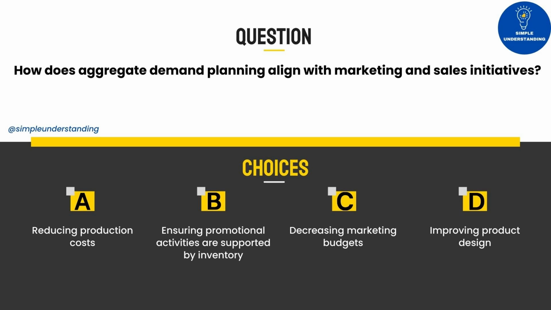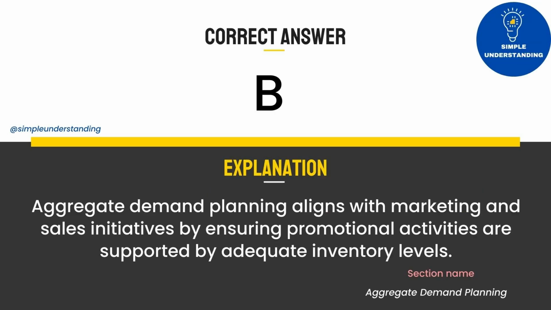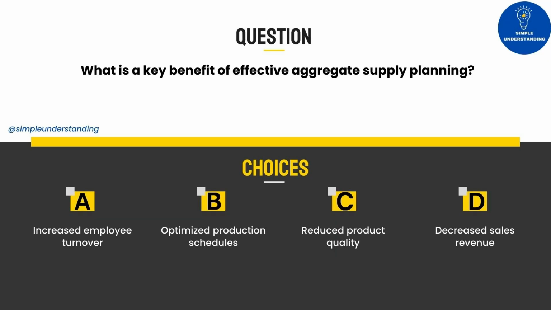C. By decreasing marketing budgets. D. By improving product design. Correct answer: B. Explanation: aggregate demand planning aligns with marketing and sales initiatives by ensuring promotional activities are supported by adequate inventory levels. 6. What is a key benefit of effective aggregate supply planning?